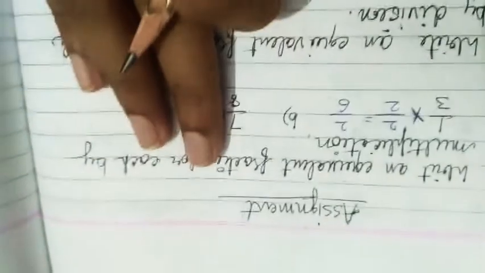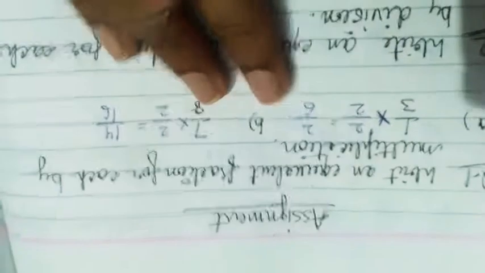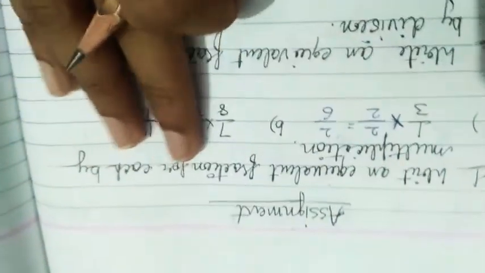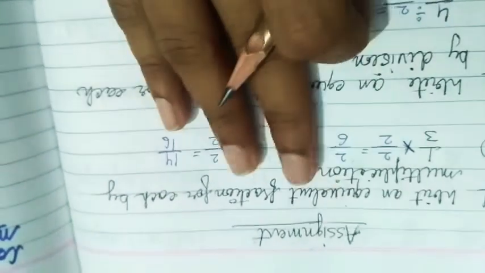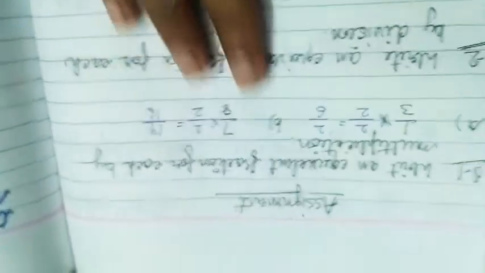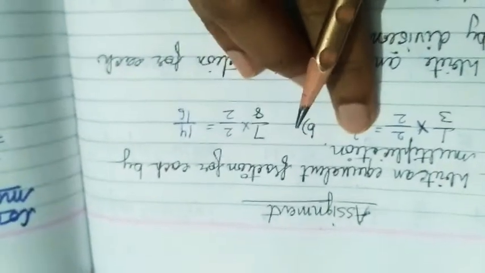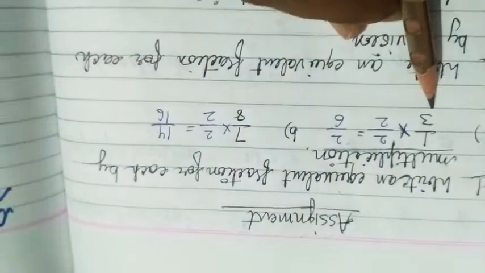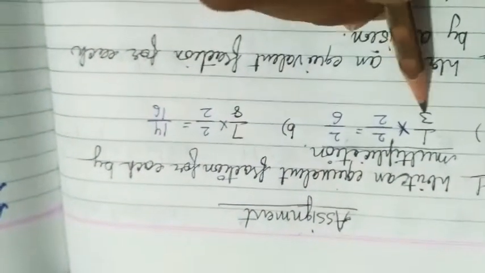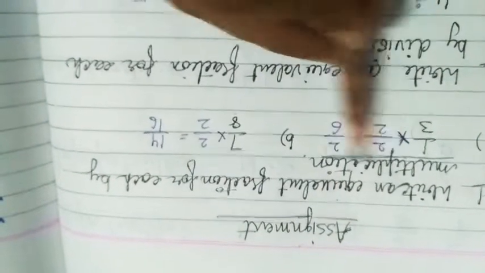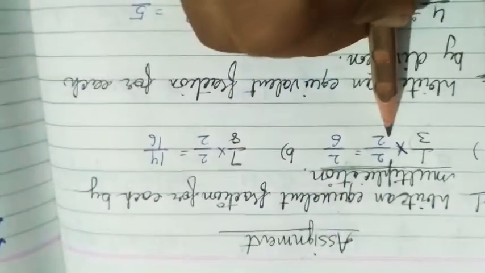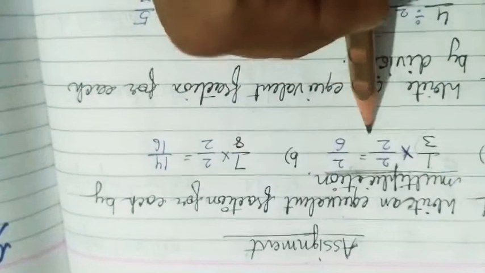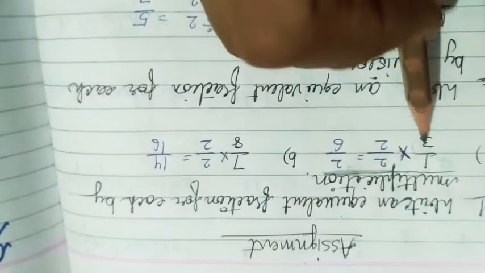As I gave you an assignment based on your fraction chapter. So we had started the fraction chapter, only basics and its types we had done. So first of all, the first question we are starting here. You have to write an equivalent fraction for each by multiplication. Multiplication means you have to find the equivalent fraction of any fraction using the multiplication method. Means you have to multiply the same number to the numerator and to the denominator.